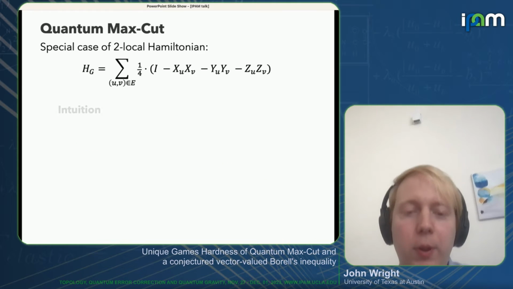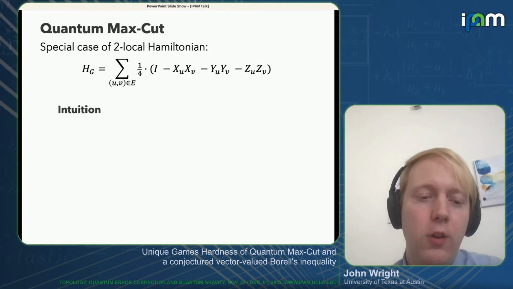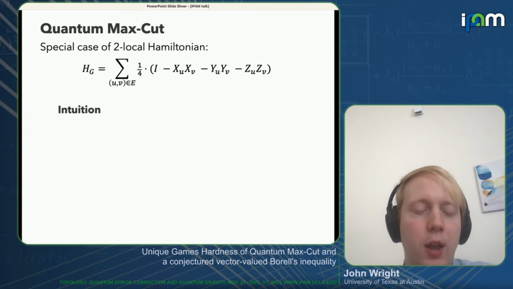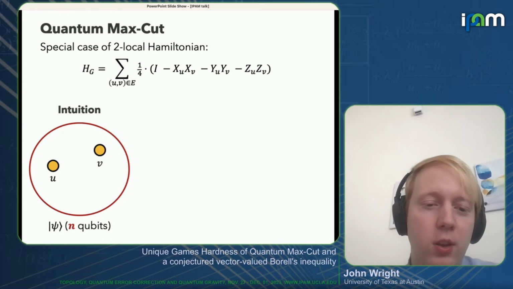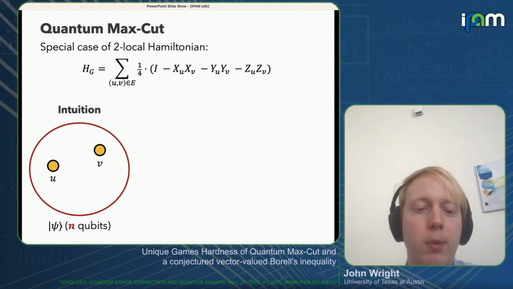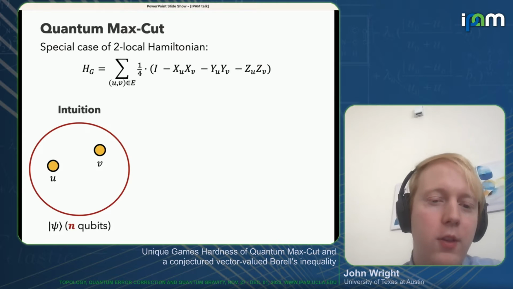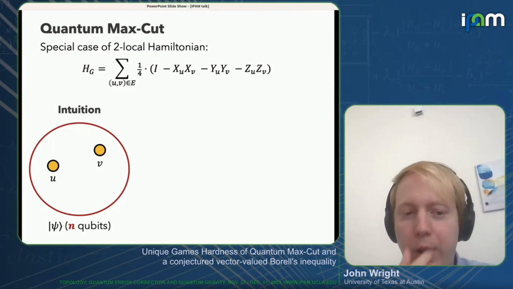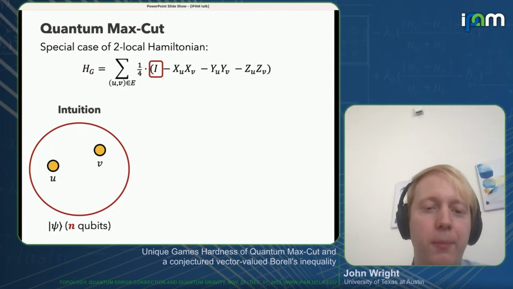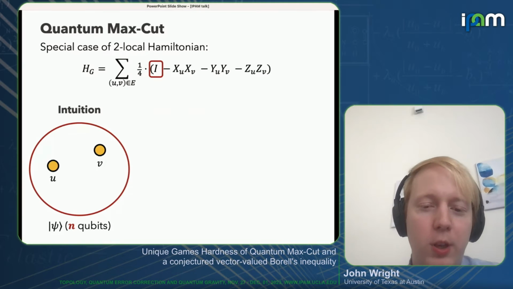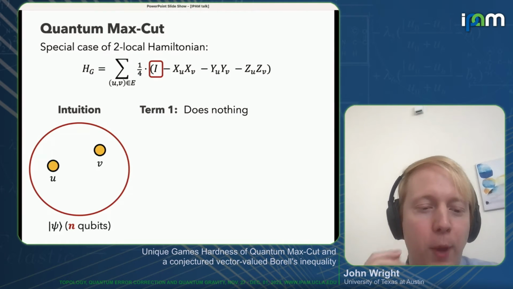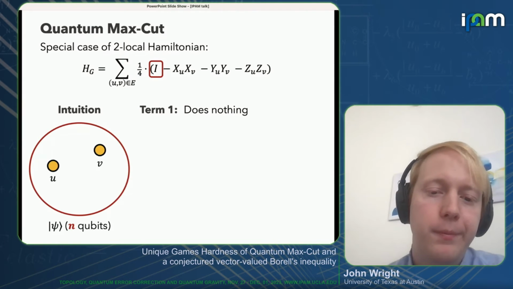All right, so let me give a little bit of intuition for how this thing works. Let's say we have our state psi on n qubits. Maybe we pick a constraint from our Hamiltonian, maybe the uv term. What does this Hamiltonian want these two qubits to look like? This Hamiltonian has a term that contributes to the energy, which is this identity, and this identity term does really nothing. No matter what u and v look like, we're always going to get the same amount of energy from this term.